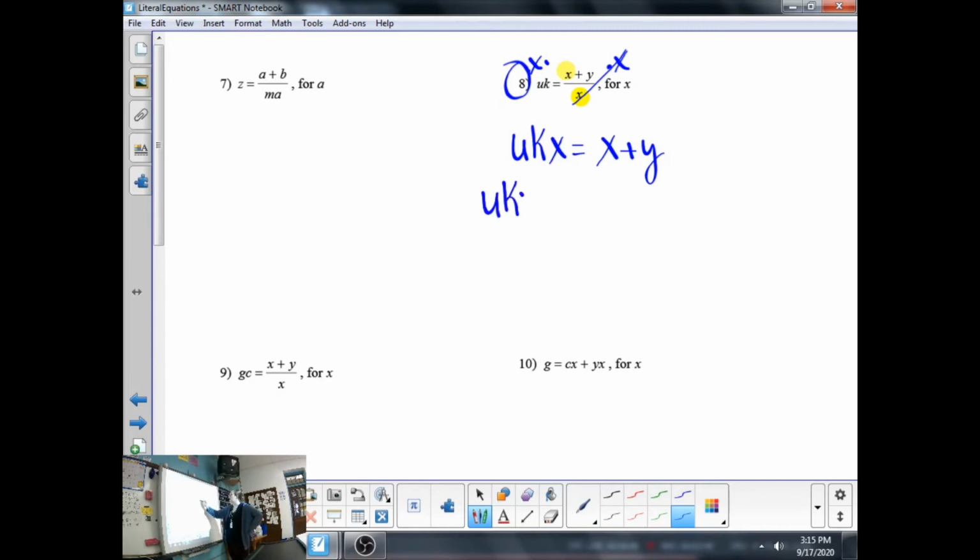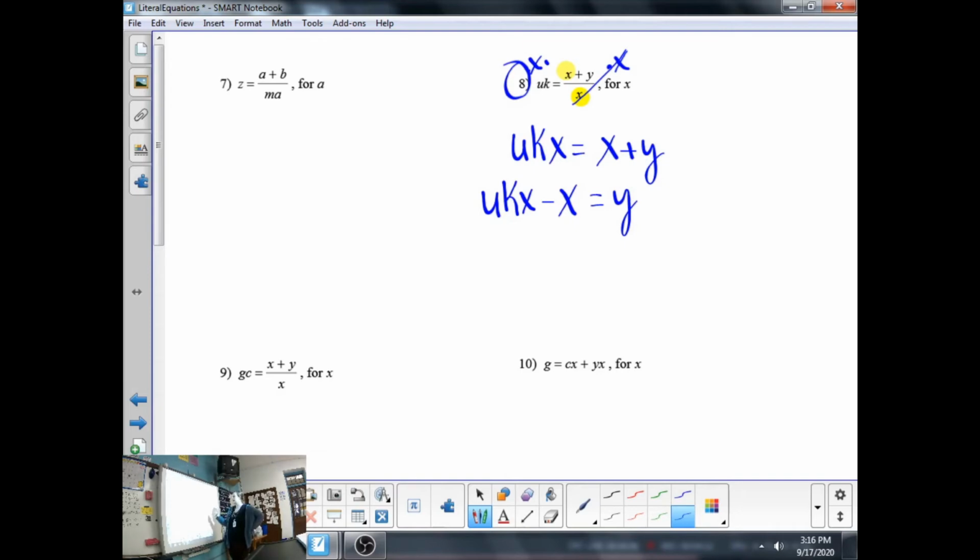So I have ukx minus x is equal to y. Now all my terms that have x in them are collected on the left-hand side, and the terms that don't have x are on the right-hand side. However, there's still one more step that we have to do before we can really divide or move anything else away from the x's. These terms are not alike because the first one has a u and a k in it, and the second one does not.